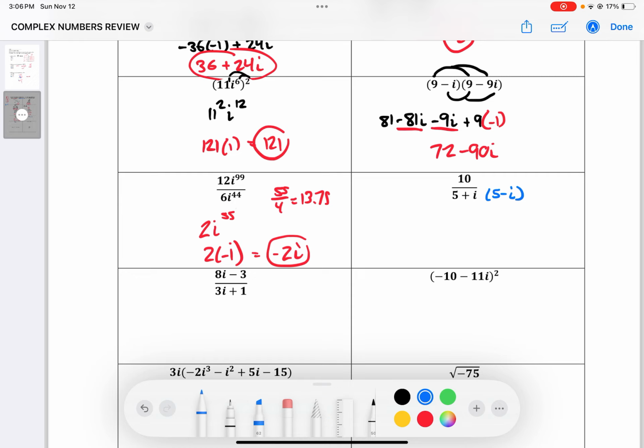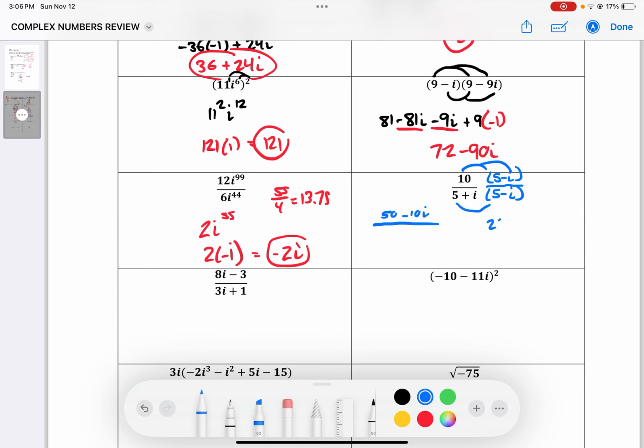So we have 5 minus i, and of course what we do to the bottom we must also do to the top, so that we're essentially multiplying by 1 and not changing the fraction at all. So we distribute the 10. 10 times 5 is 50, and 10 times negative i is minus 10i. Then we have 5 plus i times 5 minus i, and I'll work that over here first.